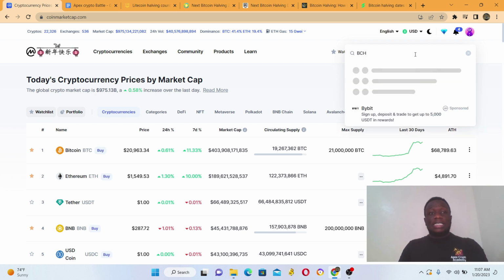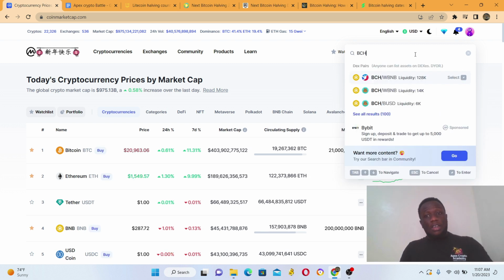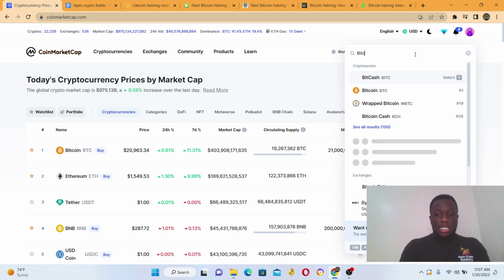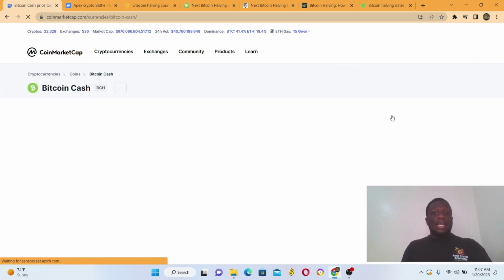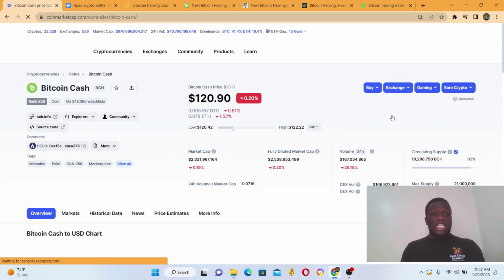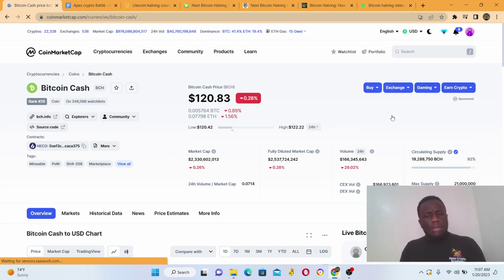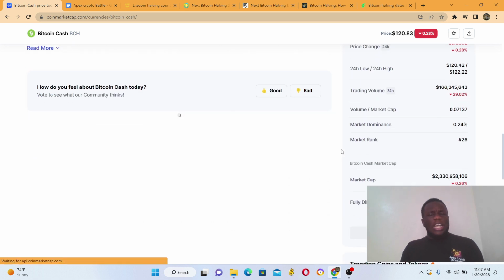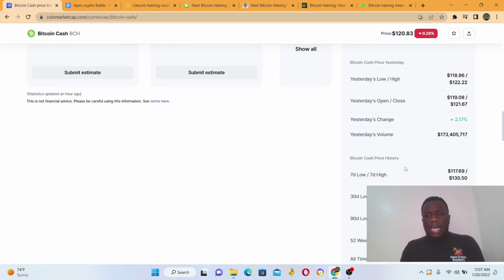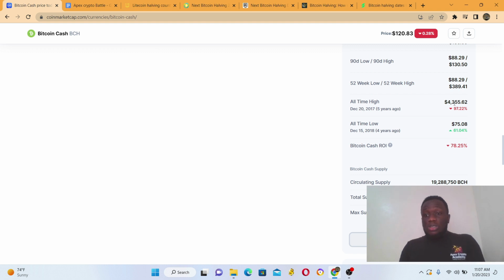BCH, a project that is a fork of Bitcoin. The all-time high for BCH is $4,800. Current price, I don't know why this is not loading. Bitcoin Cash, let me just type in the name. Current price for Bitcoin Cash, $120. You can easily get one Bitcoin Cash right now, or even two. Then once we get to the bull run, once the halving takes place, expect BCH to form another all-time high. Even if it won't form a new all-time high, it will somehow come closer to its previous all-time high of $4,000. And that's gonna give you even 40x your money.